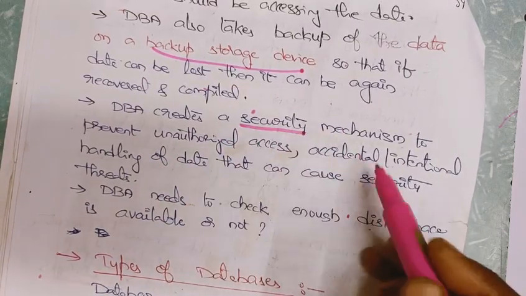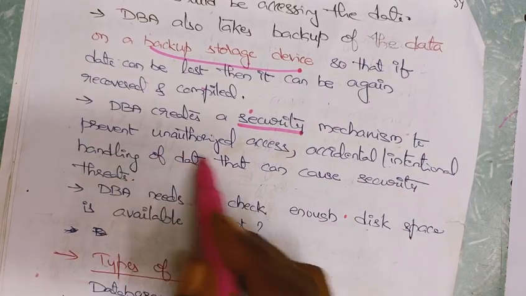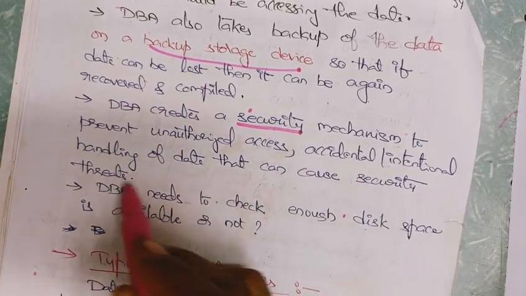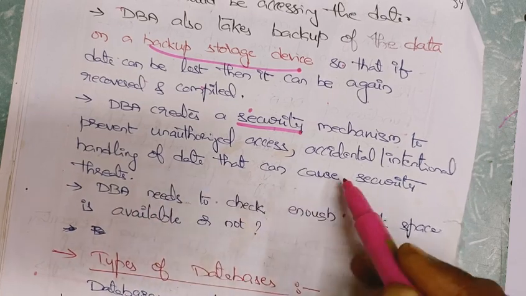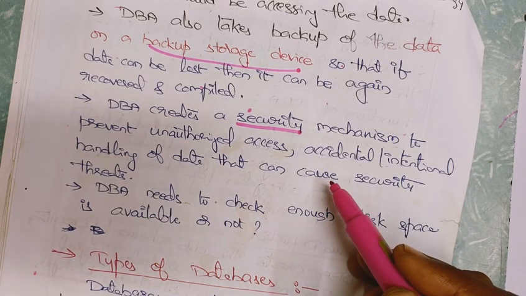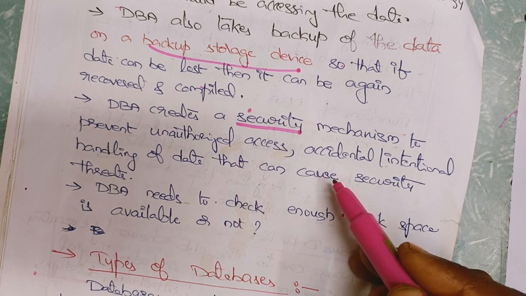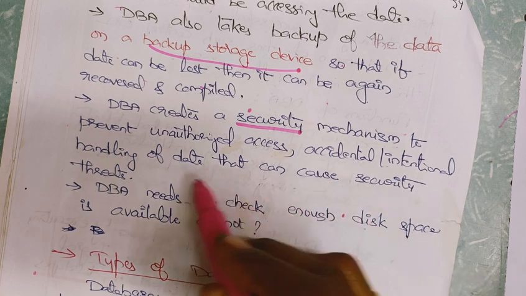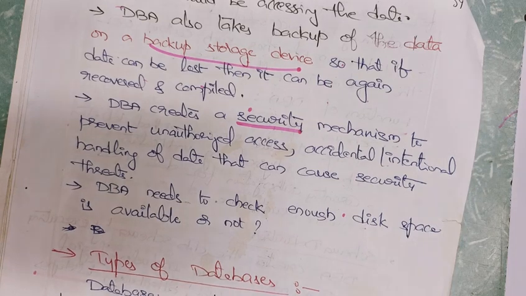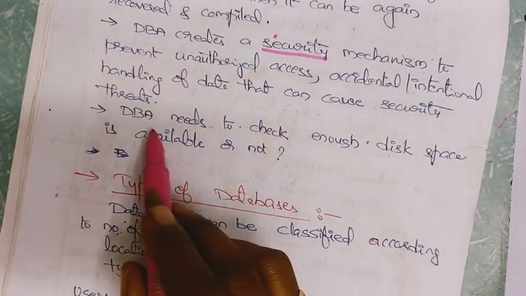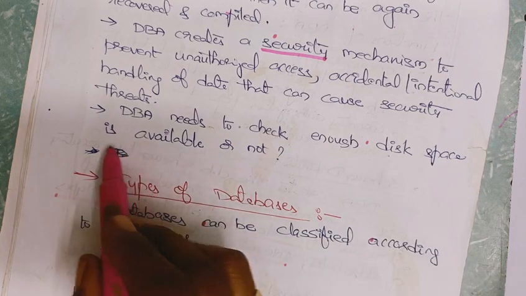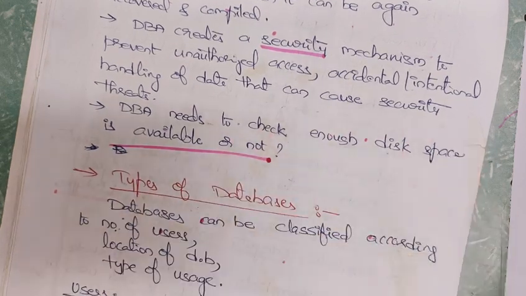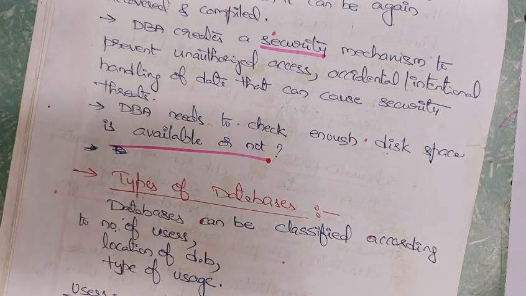And providing a security mechanism to prevent unauthorized access and accidental handling of data that can cause security threats for the database, providing security and providing some authorization techniques, all that will be taken care of by the database administrator only. And the database administrator also needs to check whether enough disk space is available or not. All that will be taken care of by the database administrator only.